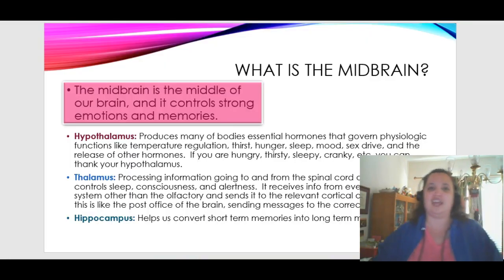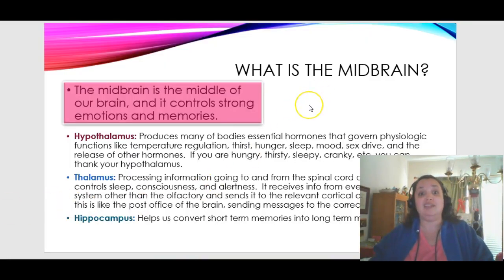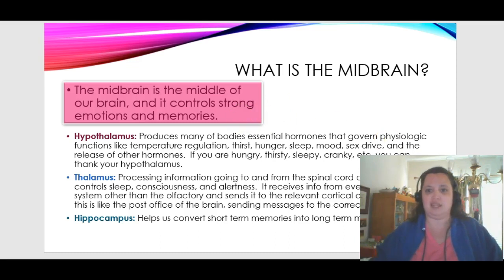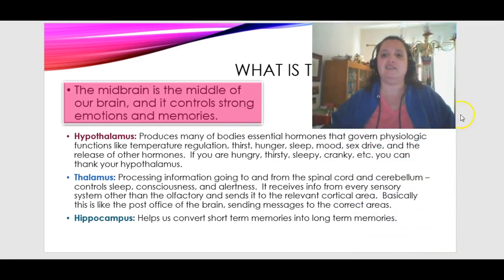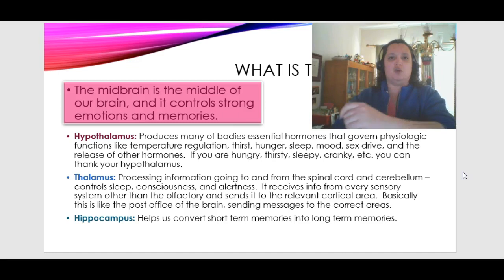All right, the next question I ask you is, what is the midbrain? You need to tell me what the midbrain is. This is in the middle of our brain, and it does control strong emotions and memories. Our midbrain is a little more of the survival part of our brain. A lot of animals do have midbrains. This is where we experience that intense feeling of anger or that intense feeling of love. That's all in your midbrain.